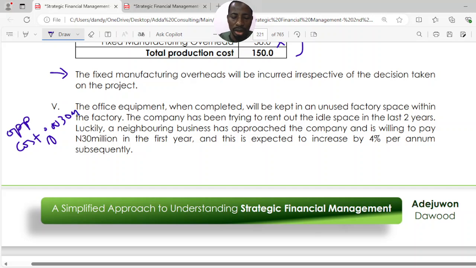So the examiner has told us in the first year, that means subsequently you are going to grow it by 4%. For the next 3 years, you grow it by 4%, because the useful life of this project is 4 years.